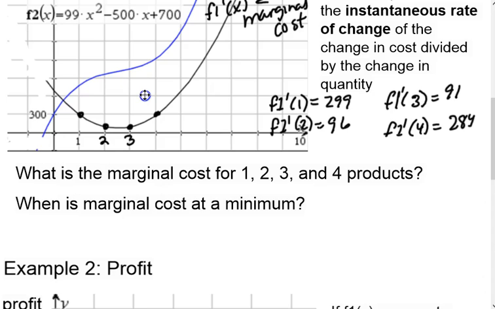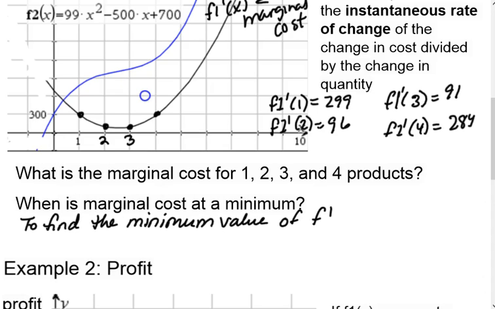So to find the minimum value of f prime of x, I would set f double prime of x equal to 0. So in other words, I want to know when the slope of my derivative function is 0, because that would be the vertex down here where I have a horizontal slope. And so I'm going to find f double prime. So I'm going to take the derivative of my derivative.